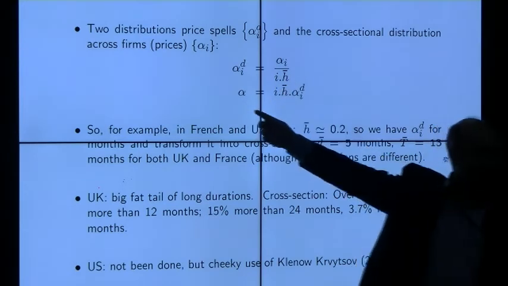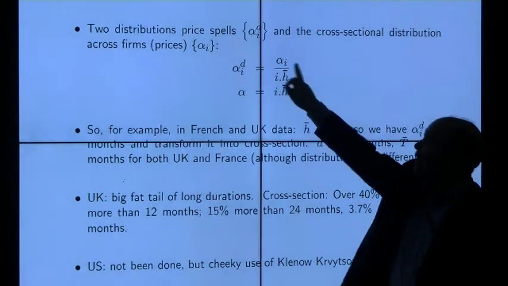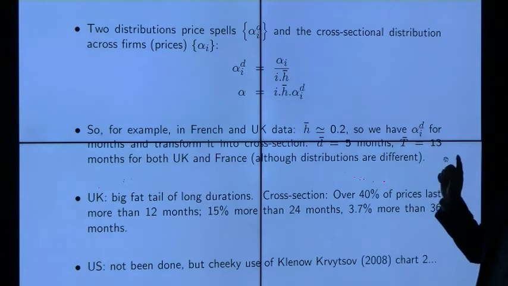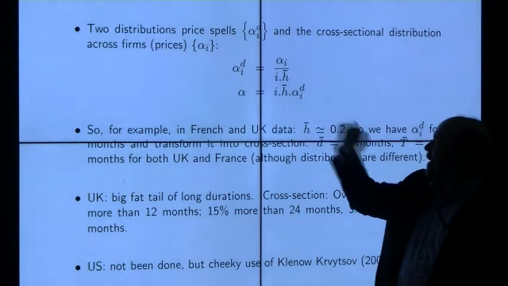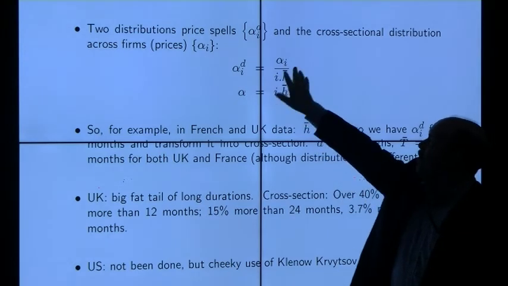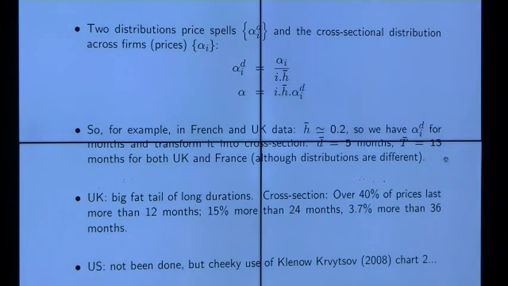I think that's the wrong way around, isn't it? Sorry, this is the wrong way around. So that should be the distribution of durations. That should be alpha I. And that should be alpha ID, and that should be alpha I. Apologies for that, I've done it the wrong way around. But the two distributions are linked in a very simple manner.